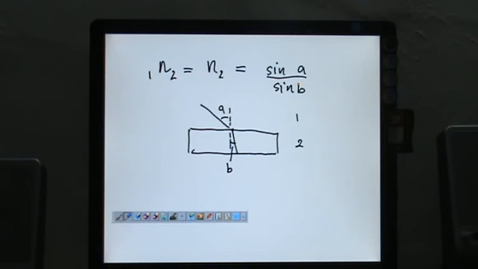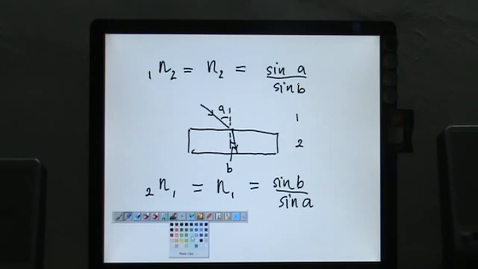And what if you go from 2 to 1? 2 to 1 is the refractive index of 1, so that will be sine B over sine A. This relationship is very important, because sometimes it could go from 1 to 2, indicated by the black arrow, and sometimes it could go from 2 to 1, indicated by the light fluorescent blue.